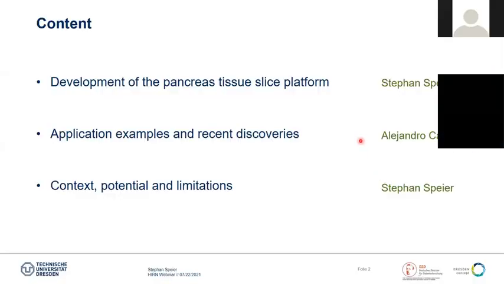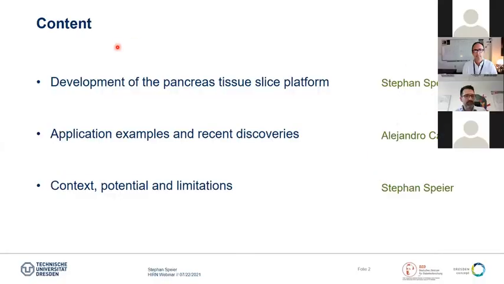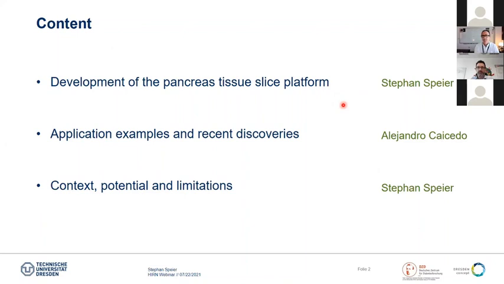So we will split this up. I will start. I will tell you a little bit about the history of this and how we got to develop this platform, how this all started in mice, and then switch to human. Then Alejandro will take over and show you some exciting new unpublished discoveries. And at the end, I will try to put the platform in context with other platforms that we use to study the human pancreas, and look also at limitations of this platform.